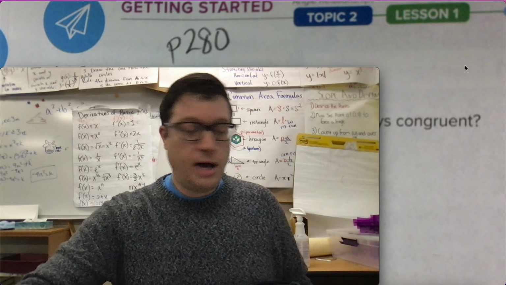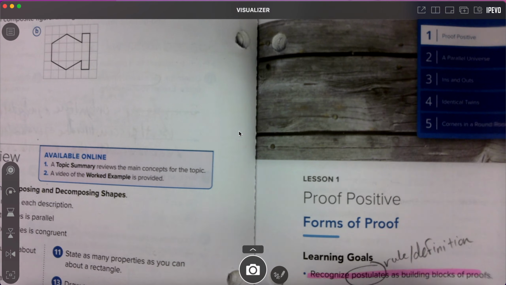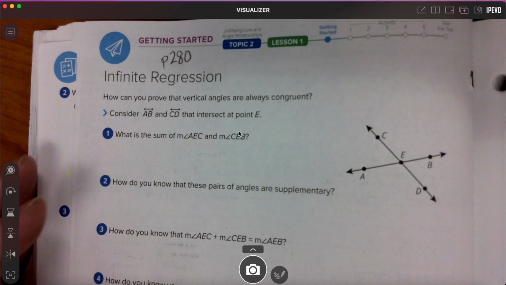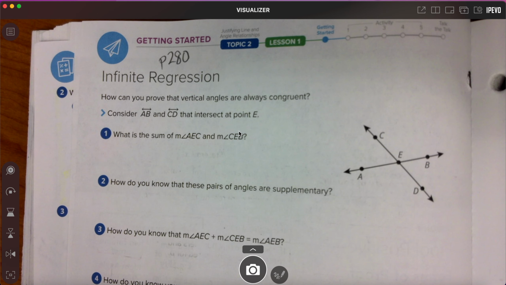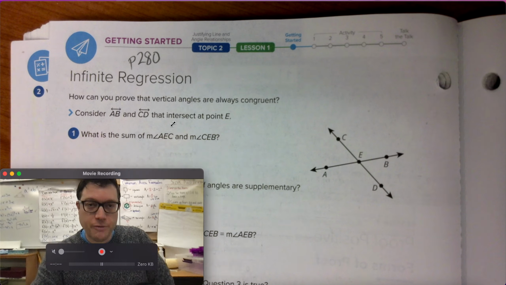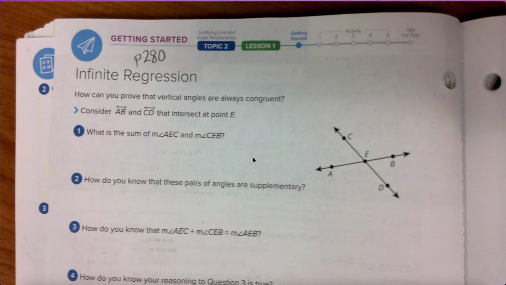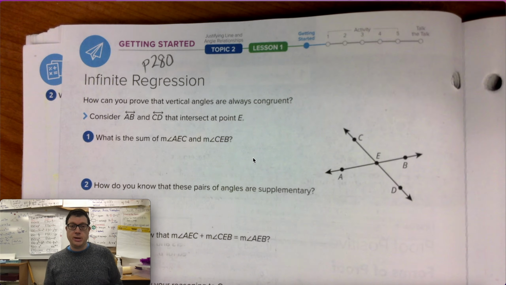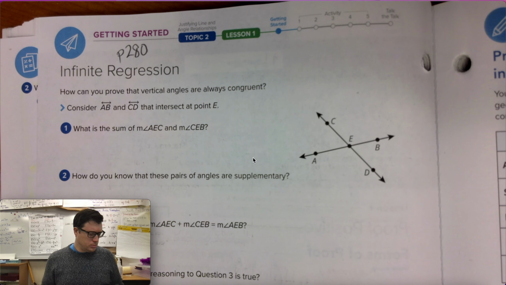Now, in this video, we're going to talk about, in page 280, how can we determine that vertical angles are always congruent? And it directly relates to the learning goals, where we start recognizing these postulates that are the rules or the definition statements, the building blocks of proof. So we'll start with one of the most important ones that shows up all the time, and that is vertical angles. And vertical angles has this special relationship that we need to be able to identify or recognize.